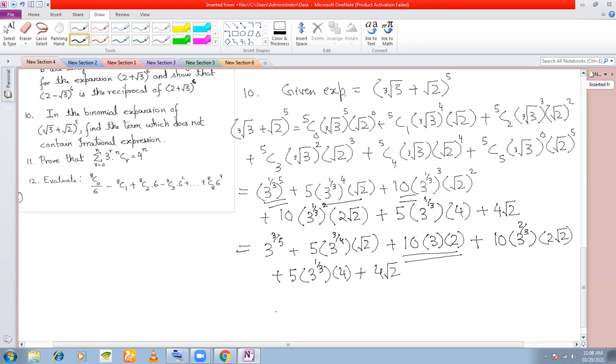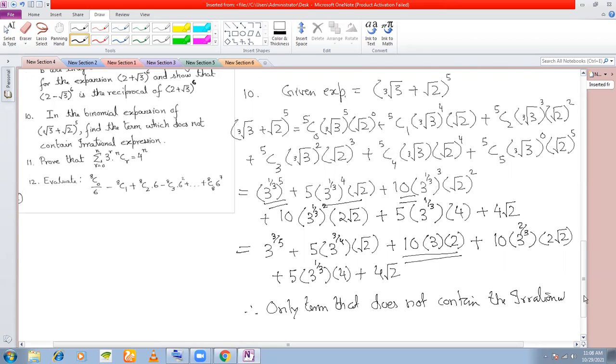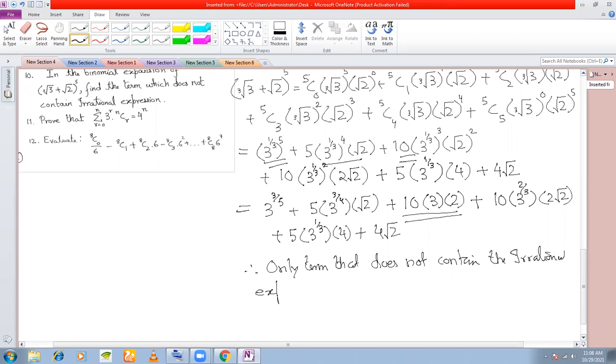So therefore, which is the only term that does not contain the irrational expression? The only term that does not contain the irrational expression is equal to which term? First term, second term, third term. Third term. We write this as T3, which is equal to 10 into 3 into 2, which is equal to 60.